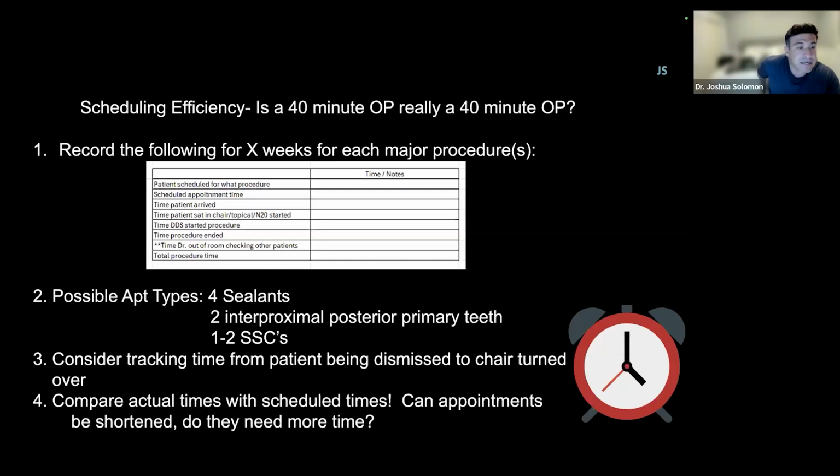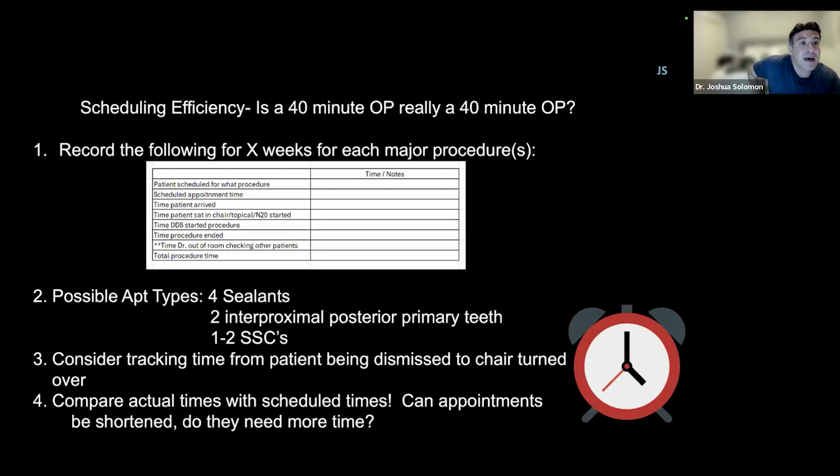So what we do continuously in my office is we have this little time schedule. And so someone who's not doing the operative is just in charge of being the secretary. And we write down what procedure, the time, and then time arrived, when topical was given, right there when we use topical, or nitrous, when local was started. And this tells us exactly for that procedure, not how much time it took the doctor, but how much time you needed to book. So for every procedure, let's say sealants, you think sealants take your practice 50 minutes. You know what? It could be 50, it could be 60, or maybe 30.